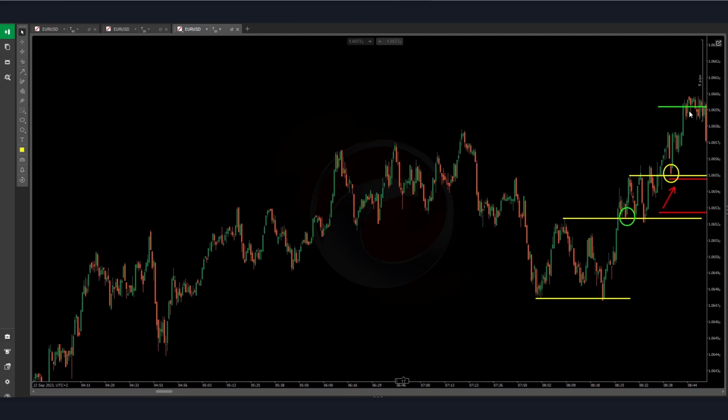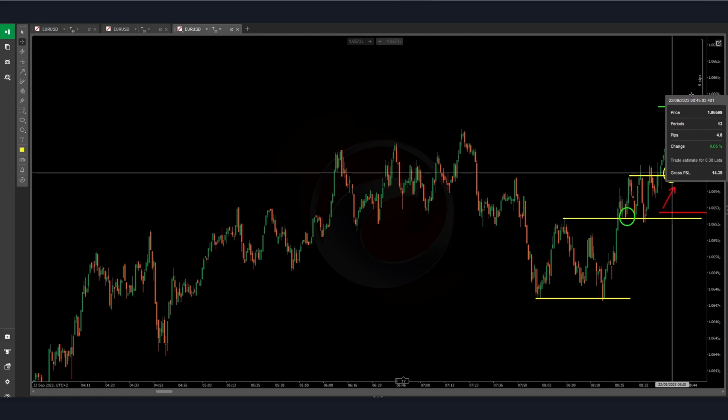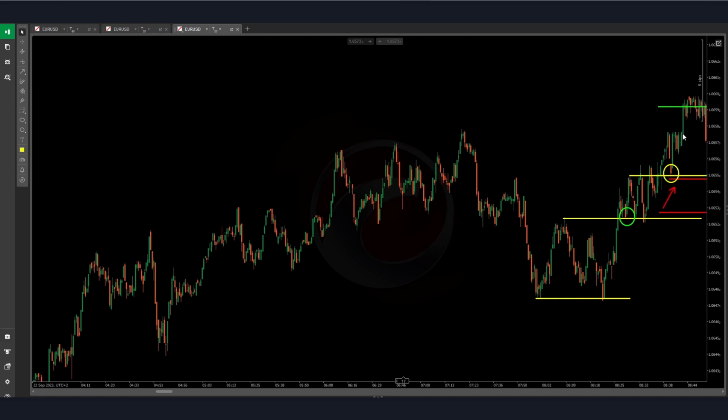We are seeing some cluster of volume. The price is not really continuing up. We are also approaching London Open. So this trade is basically at break even because we reached 5 pips. This one is a win.